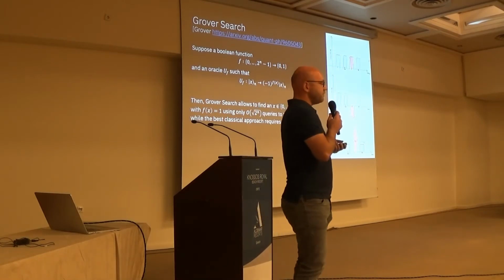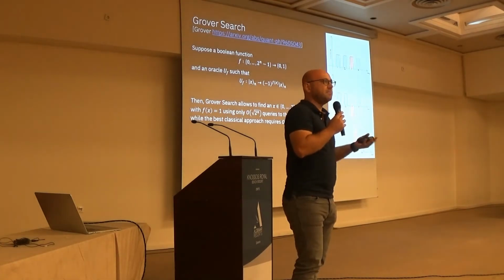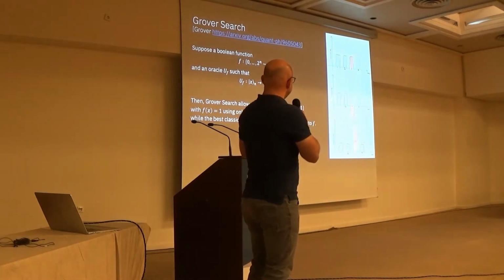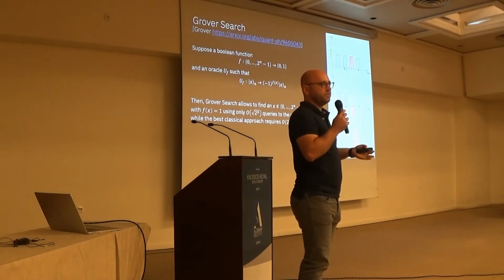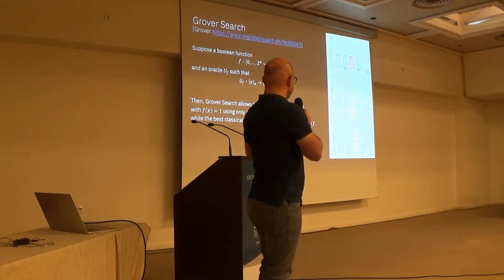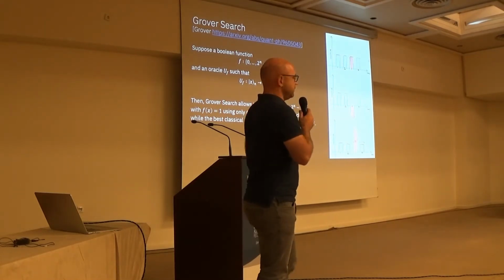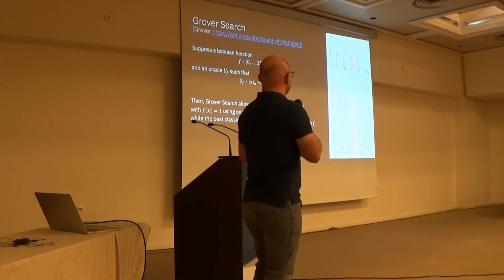And then Grover search allows us to kind of invert this function. It allows us to find an element where this function is 1. And it does so with complexity of square root of 2^n. So that's the square root of brute force search. And we know that classically that's actually the best you can do, more or less, even if you randomize. So it's a quadratic speedup over brute force search.